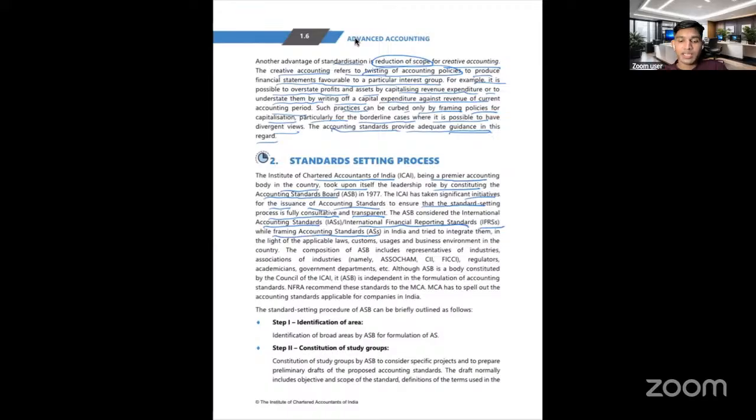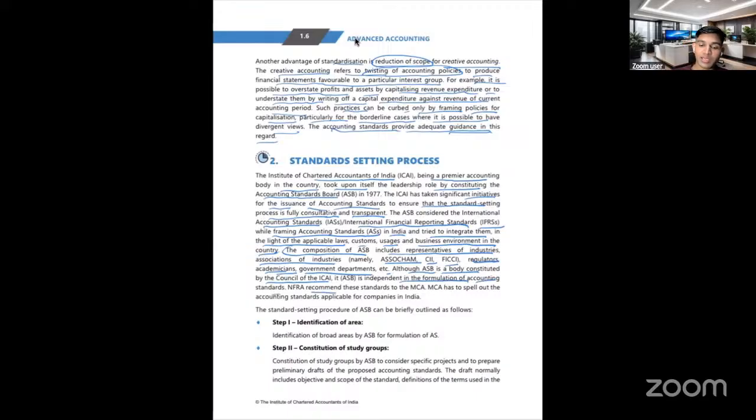The ASB considered the International Accounting Standards (IAS) and International Financial Reporting Standards (IFRS) while framing accounting standards in India and tried to integrate them in the light of applicable laws, customs, usages, and business environment in the country. The composition of ASB includes representatives of industries, associations of industries, namely ASSOCHAM, CII, FICCI, regulators, academicians, government departments, etc. Although ASB is a body constituted by the Council of ICAI, ASB is independent in the formulation of accounting standards.